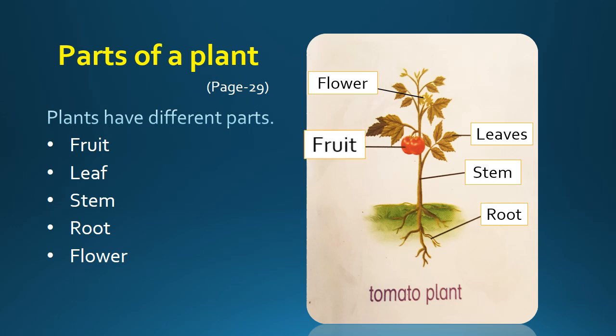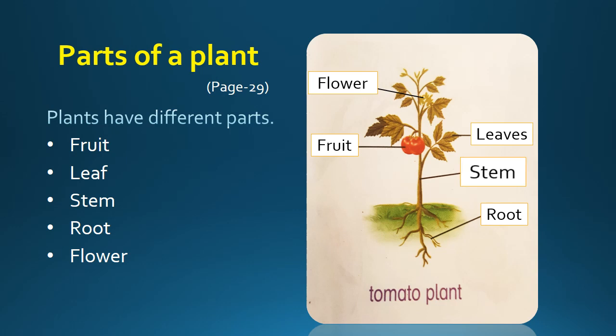Fruit. Dear students, fruit grows from the flowers and fruits have seeds inside. Most of the fruits are tasty and they are eaten by humans and animals. Leaves. Leaves are of different sizes and shapes and mostly the leaves are green in color.